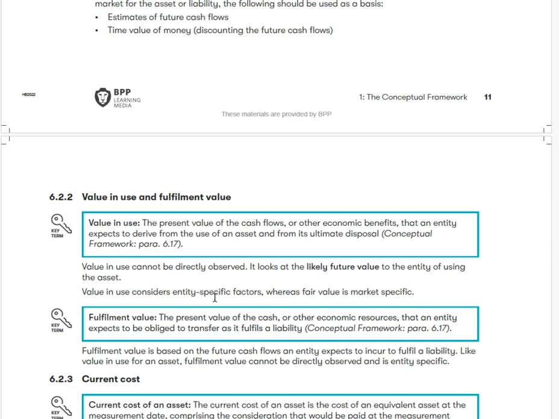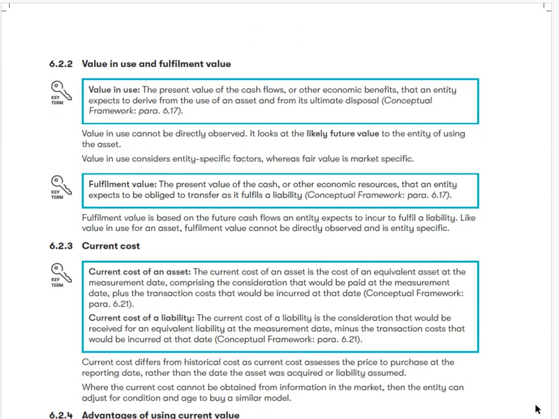Value in use considers entity-specific factors, whereas fair value is market-specific. The meaning is, value in use is entity-specific. This is specific to that particular entity for that particular asset. But the fair value, it's common. It is in the market. What is the similar asset?